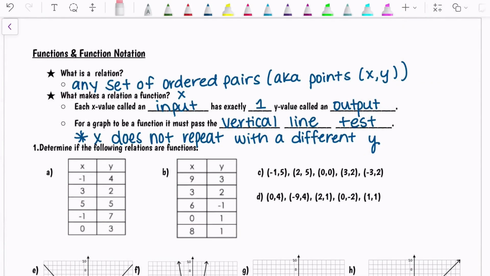This video is to review functions and function notation. A function is a relation. So first we need to know that a relation is any set of ordered pairs, which are just points. So points on a graph or points in a table. We write those x comma y.